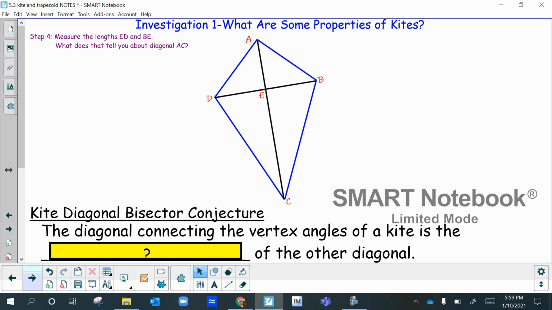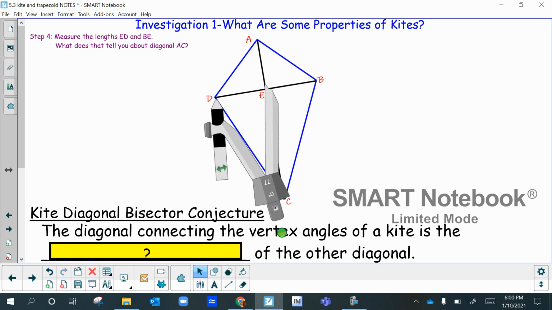It says measure the lengths ED and BE. What does that tell you about diagonal AC? So if we were to measure those lengths, if I were to get my compass and measure those, or if you were to just get your ruler and measure in centimeters, you could do that too. But I'm going to get my compass and get the width of that, and then I'm going to swing it over to the other side and see if it matches up.